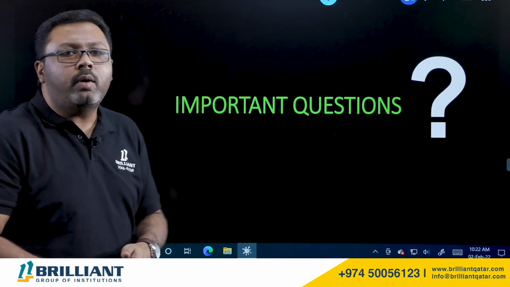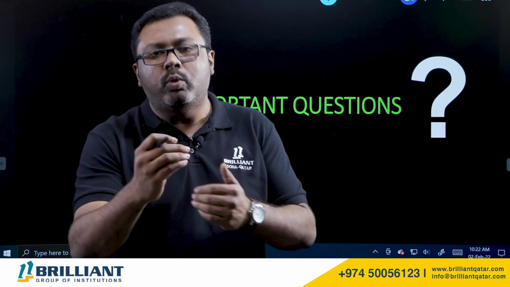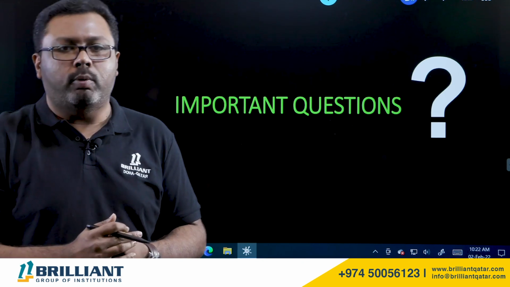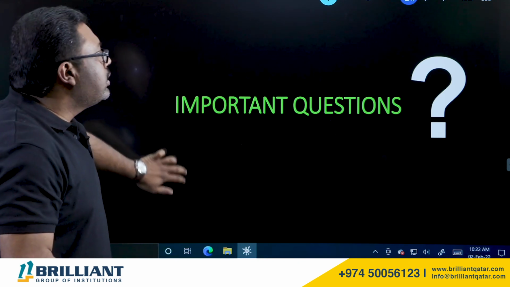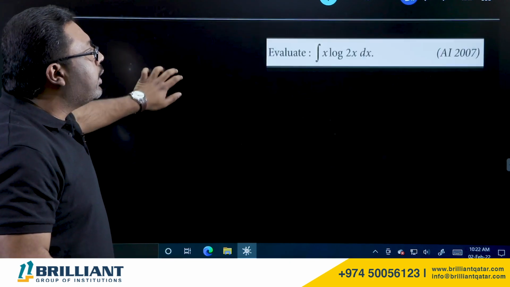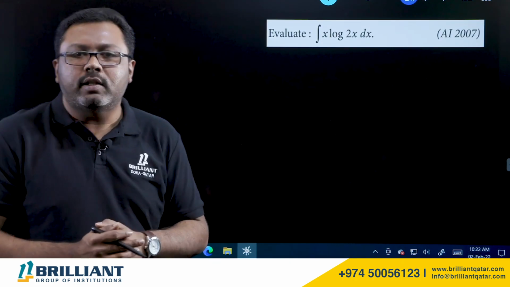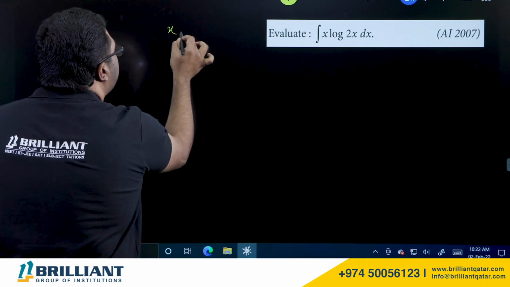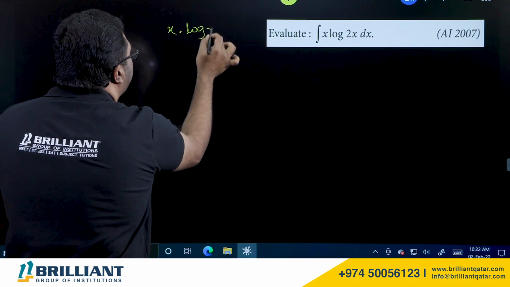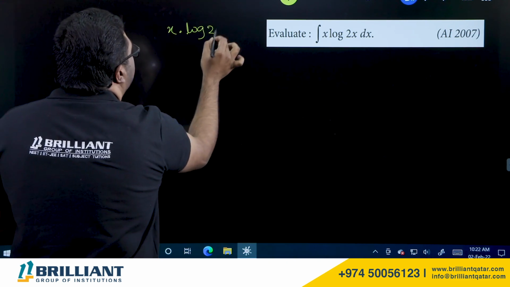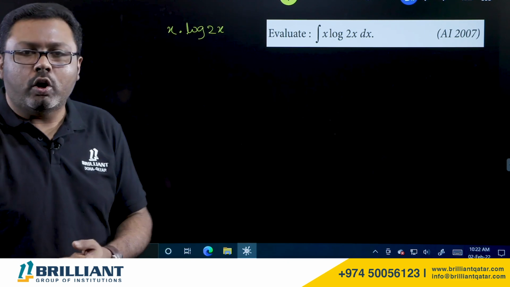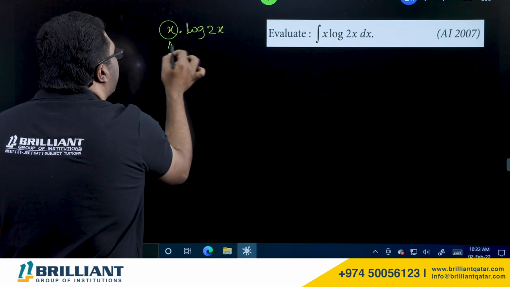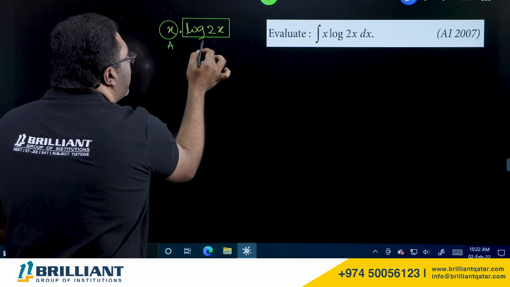Okay, important questions now. So we'll be discussing very easy 2-mark questions and 3-mark questions, as well as difficult 4-mark questions also from this concept. So right away I'm going to the questions now. The first one, okay, the integral of x log 2x. So when you consider the function x log 2x, you can see that the first function is x and the second function is log 2x. Definitely the first one belongs to the category of algebra and the second one belongs to the category of logarithm.